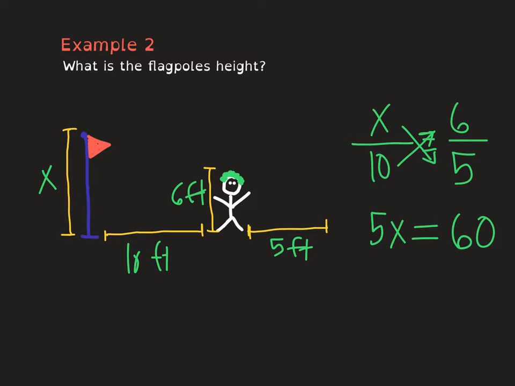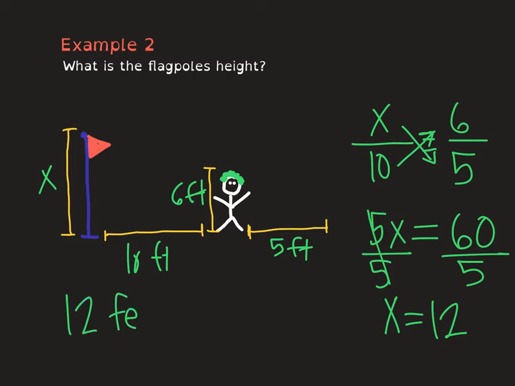The next step would then be to use an inverse operation. 5 is being multiplied by x, so we divide both sides by 5, and then we have to figure out what 60 divided by 5 is, and we get 12. X equals 12. So the height of that flagpole is 12 feet.